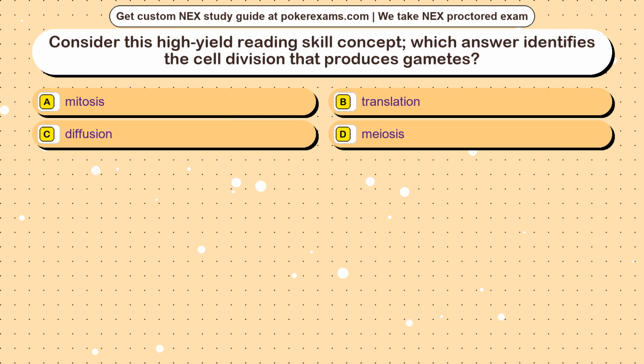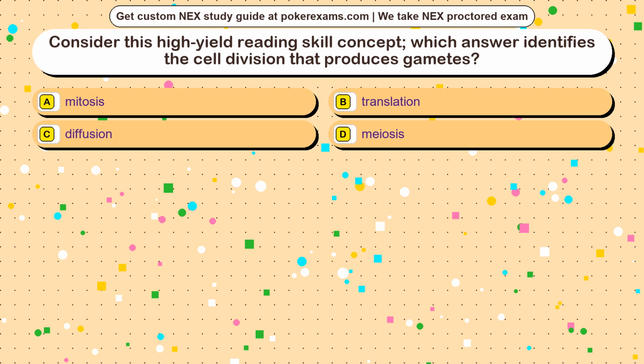Question 18. Consider this high-yield reading skill concept. Which answer identifies the cell division that produces gametes? Option A, mitosis. Option B, translation. Option C, diffusion. Option D, meiosis.